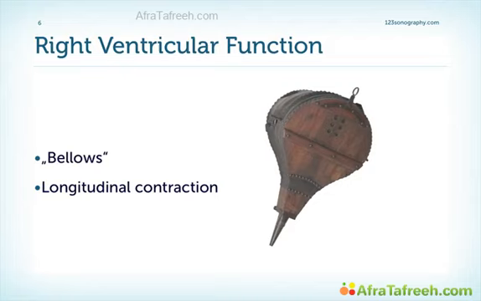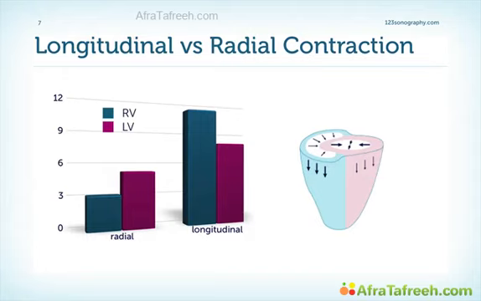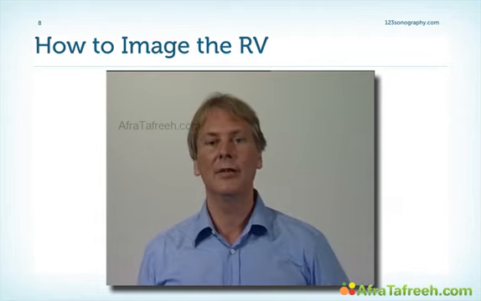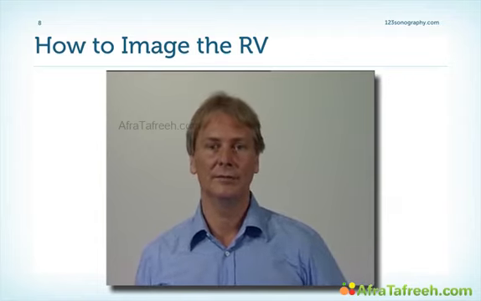The function of the right ventricle is different than that of the left ventricle. It has more the physiology of a bellows, where the longitudinal contraction is more prominent than the radial contraction. This is also shown here in this diagram, which measured the radial and longitudinal contraction in the right and the left ventricle to compare the two. You can see, while the left ventricle contracts more radially, the right ventricle contracts more in a longitudinal direction. But first, let's take a look at how we can actually image the right ventricle.